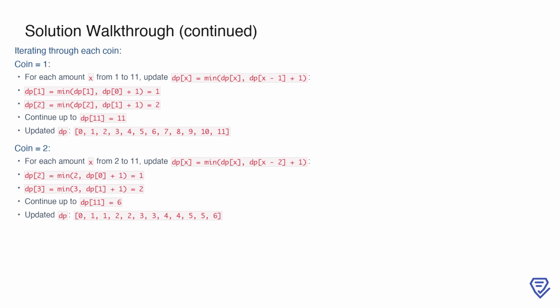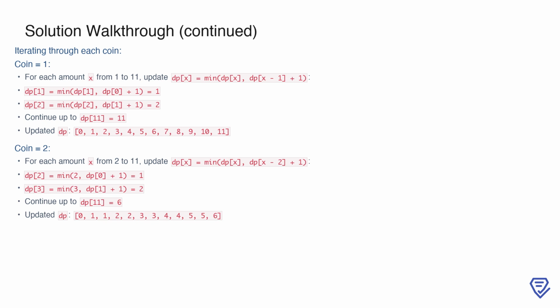For the coin with a value of 1, we iterate through all amounts from 1 to 11. At each step, we update dp[x] using the formula dp[x] = min(dp[x], dp[x - coin] + 1). This ensures that we consider the current coin and keep track of the minimum coins required. For example, dp[1] becomes 1 since we only need one coin of value 1. Similarly, dp[2] becomes 2, and this pattern continues until dp[11], which becomes 11. At this point, dp is 0, 1, 2, 3, 4, 5, 6, 7, 8, 9, 10, 11.